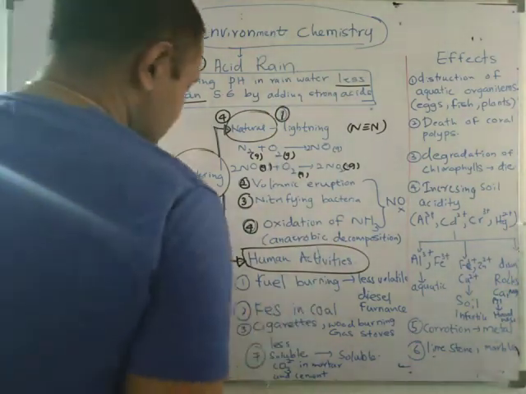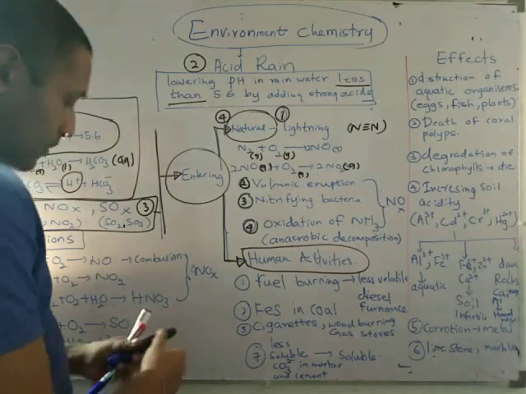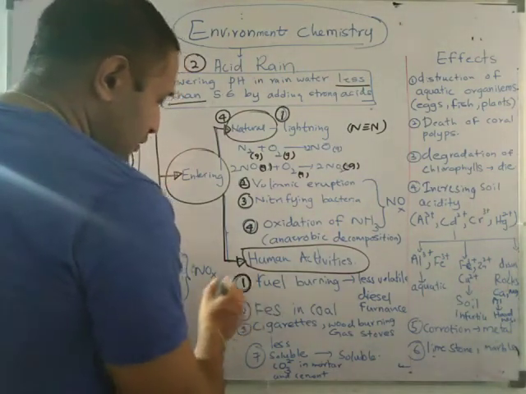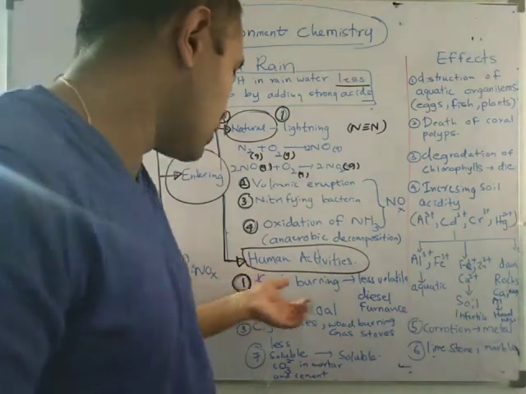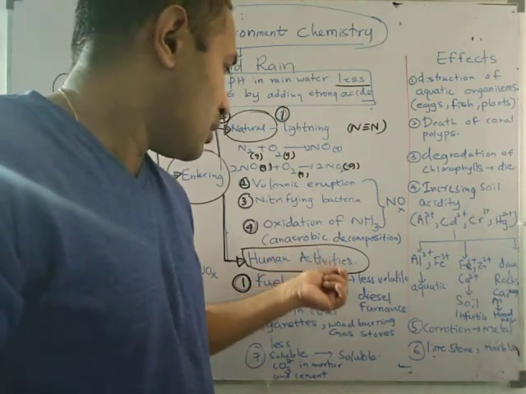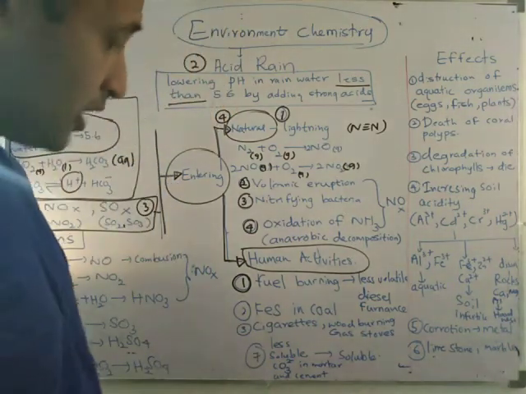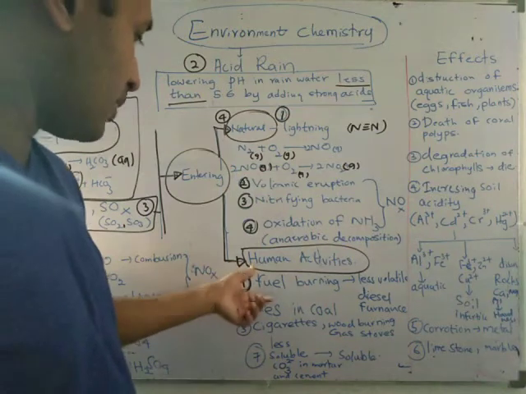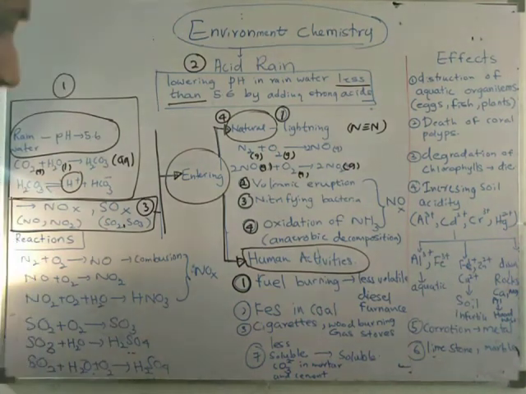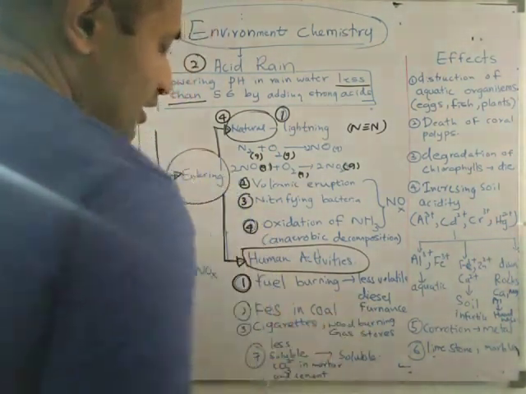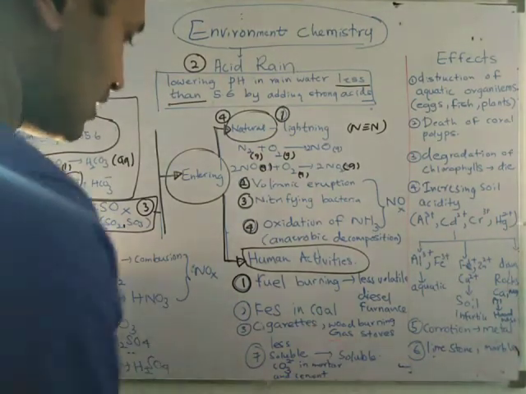So what are the methods by which NOxes and SOxes enter the environment? These are the methods. First one is fuel burning, or burning fossil fuels. When the fossil fuels are burning, mainly less volatile diesel and furnace oil, NOxes and SOxes enter the environment. These fuels can contain sulfur, so when we are burning them, it produces sulfur dioxide and sulfur trioxide.